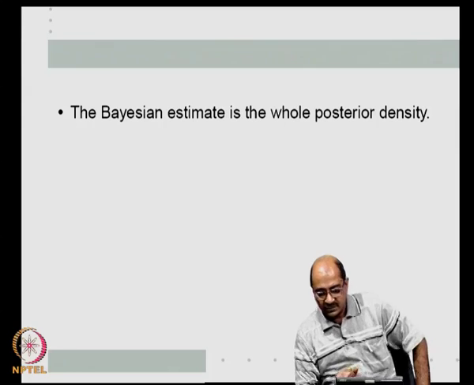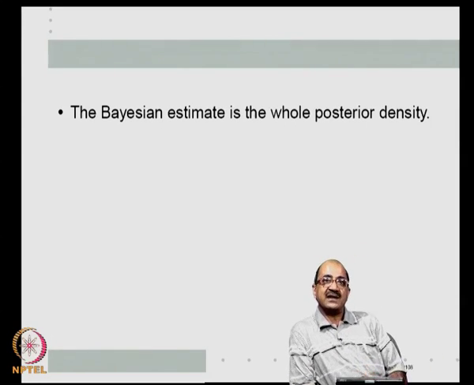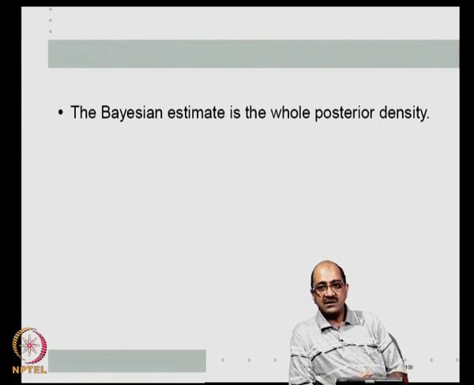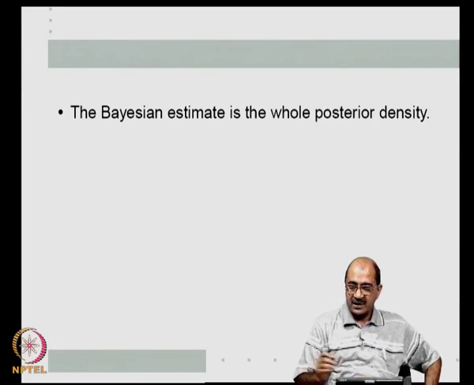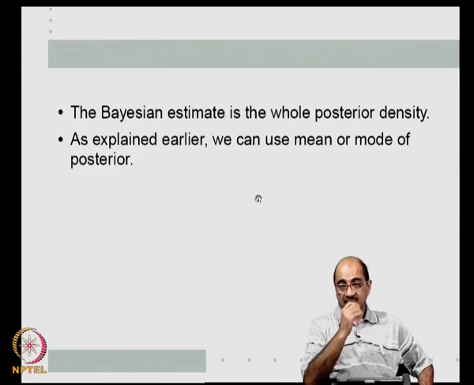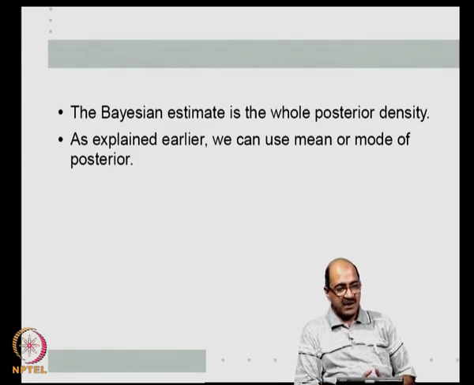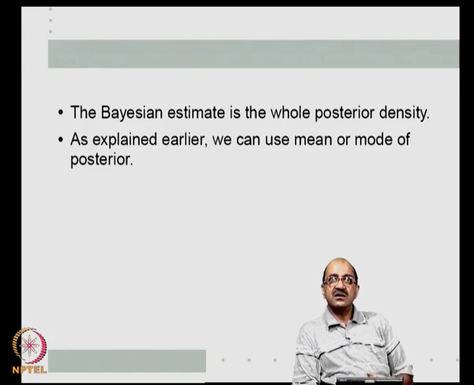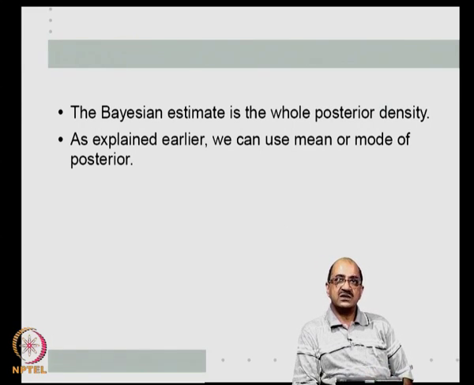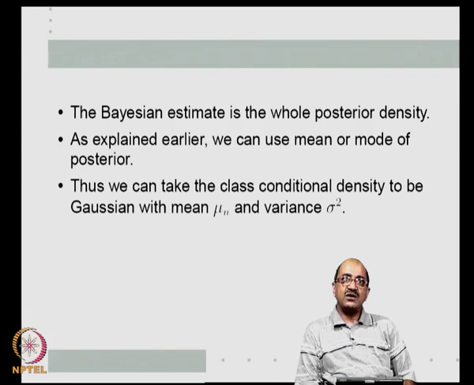Now, so far we know what the estimate is. We just calculated that the posterior density is Gaussian with mean mu n and variance sigma square n, and we have seen how to calculate mu n and sigma square n. So, the Bayesian estimate is the whole posterior density. What should we take as the final estimate? As we explained earlier today, we can use the mean or mode of the posterior density. Because the posterior density is Gaussian, its mean and mode are both equal to mu n. So, I can simply take mu n to be the value of the unknown mean.